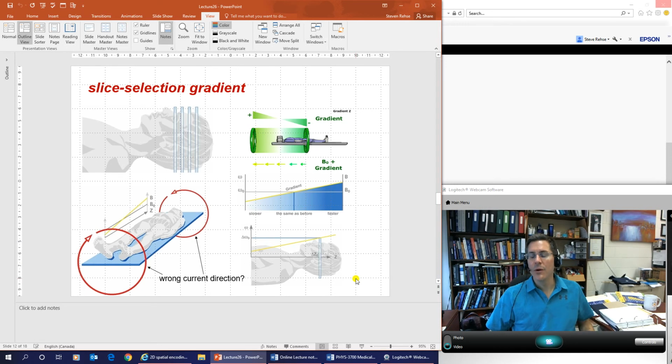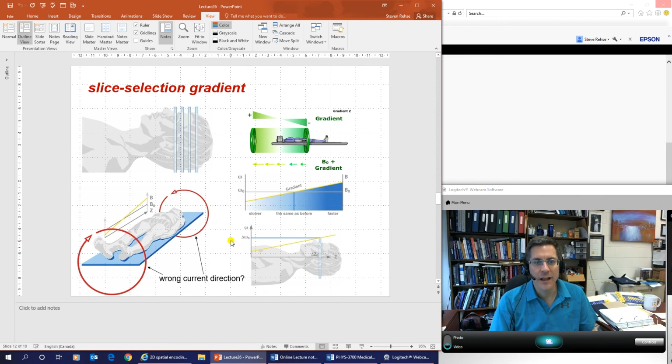Obviously, then, when we want to do a full measurement, say of your head, you need to do this many, many times to get different slices. So you cannot acquire all the slices at once. You do them sequentially. All right.